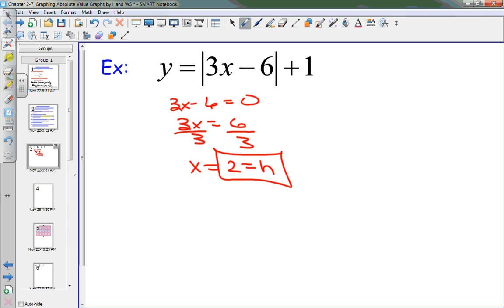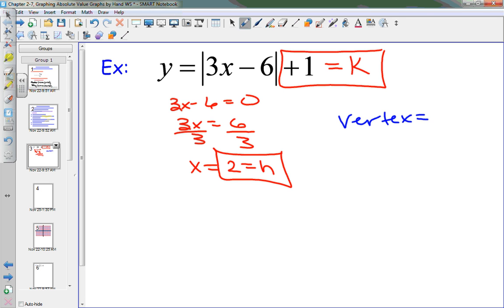Well, where is k at? K is going to be the stuff on the outside of the absolute value, so k is going to be 1. Do we all understand that? Yes or no? So now what is my vertex? My vertex is going to be the point 2, 1. Do we all see that, yay or nay? Okay, well now what we need to do is find our a values, correct?